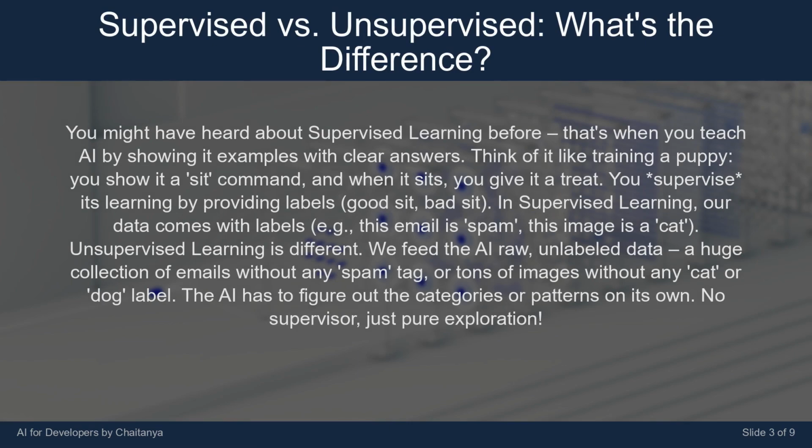You might have heard about supervised learning before. That's when you teach AI by showing it examples with clear answers. Think of it like training a puppy. You show it a sit command, and when it sits, you give it a treat. You supervise its learning by providing labels. Good sit, bad sit. In supervised learning, our data comes with labels. E.g., this email is spam. This image is a cat.